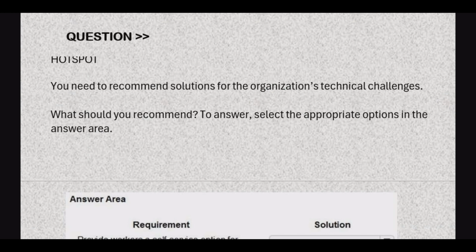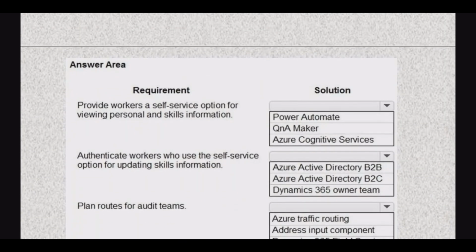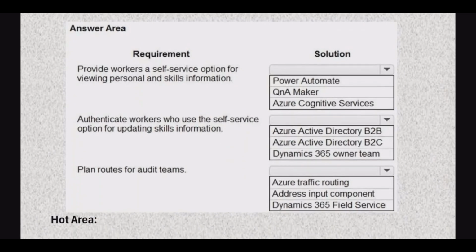Hotspot. You need to recommend solutions for the organization's technical challenges. What should you recommend? To answer, select the appropriate options in the answer area. Now, the answer area represents requirement and solution. Please have a look. The first requirement is provide workers a self-service option for viewing personal and skill information. The options are: option first, Power Automate. Option second, QnA Maker. Option third, Azure Cognitive Service.